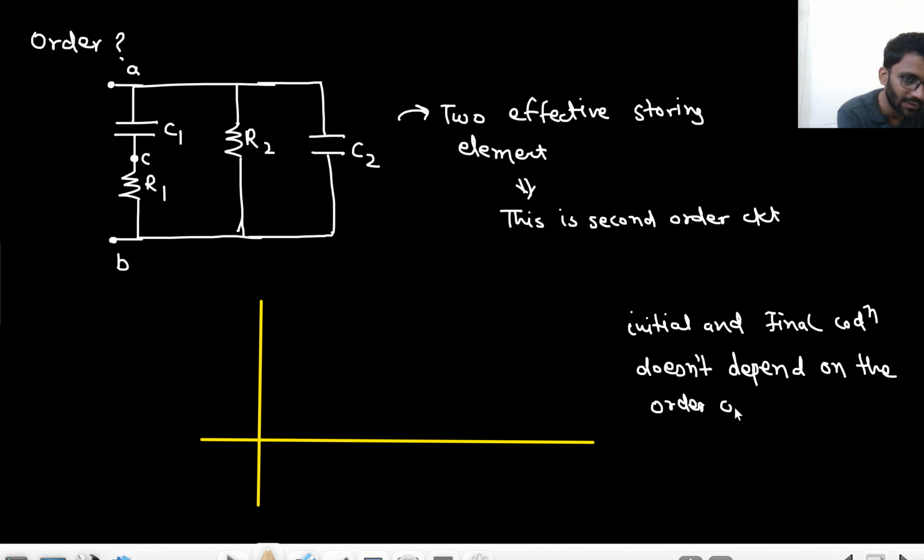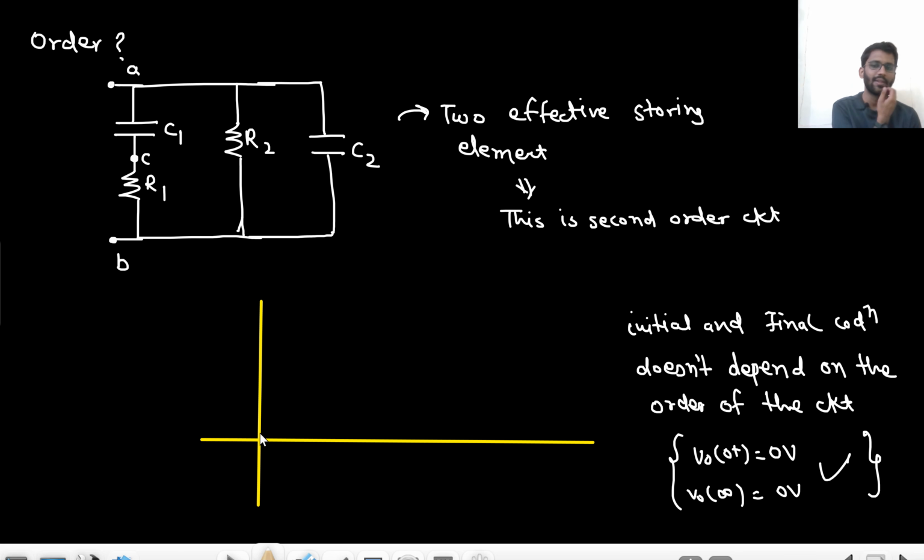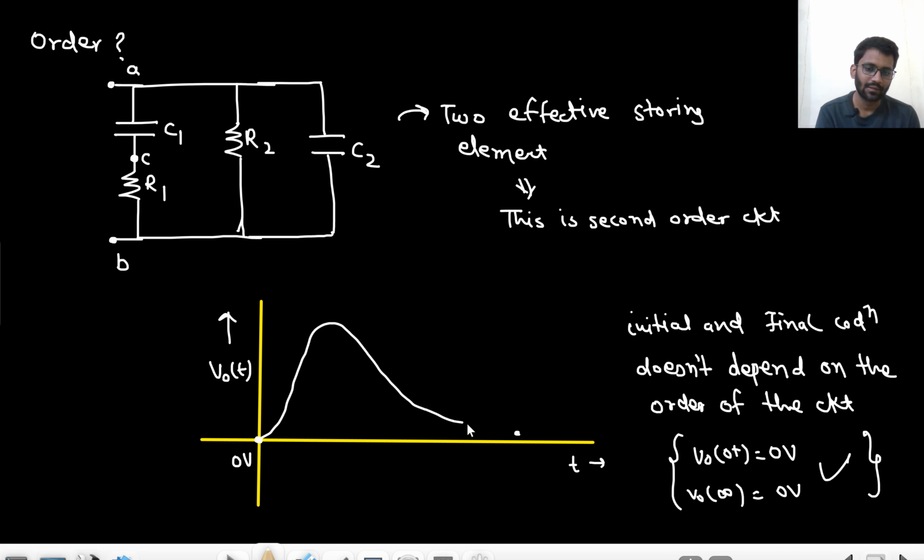Even if it is second order, even if it is first order, the value that you found, V naught at t equals to 0 plus is 0 volt, and V naught at t equals to infinity is 0 volt. Both are fine. Okay, both are correct. So we will start from 0 volt and we will come down to 0 volt only. Okay, this is V naught of t. We will start from 0 volt and come down to 0 volt, and the graph will go something like this.